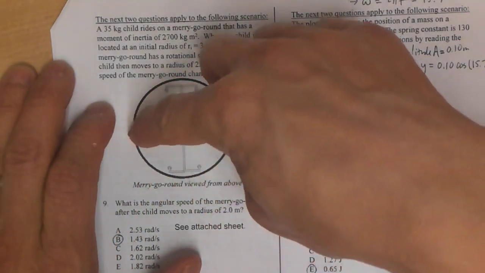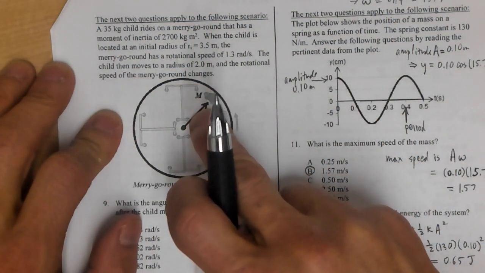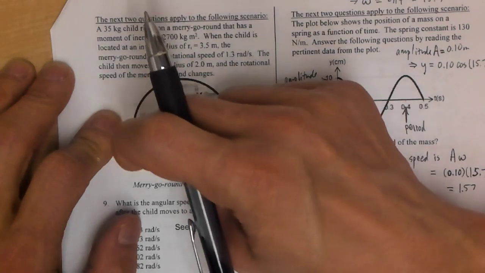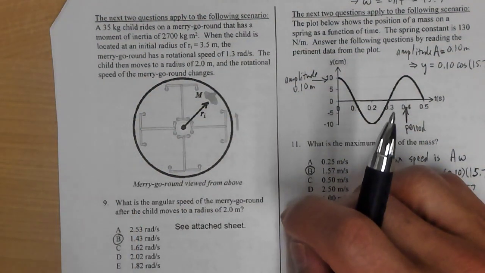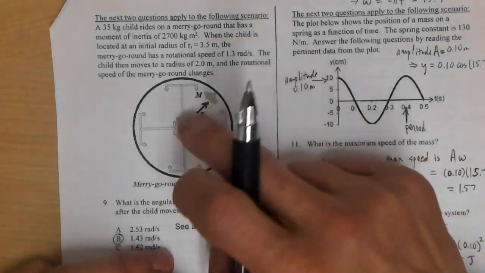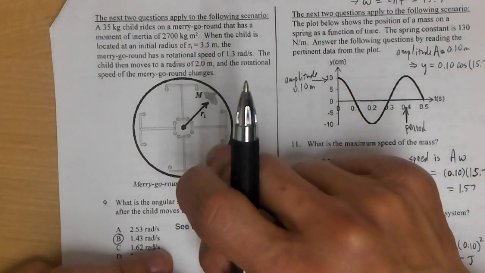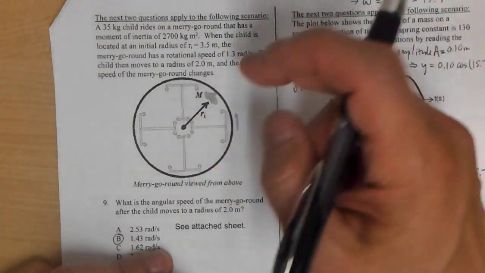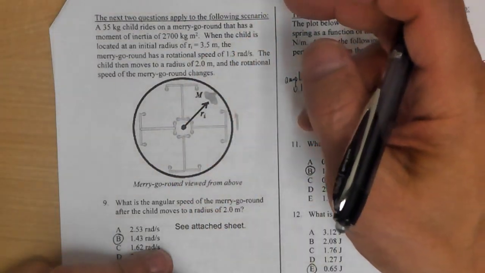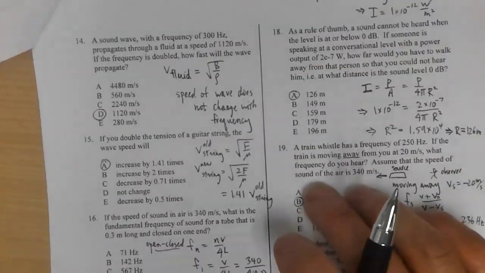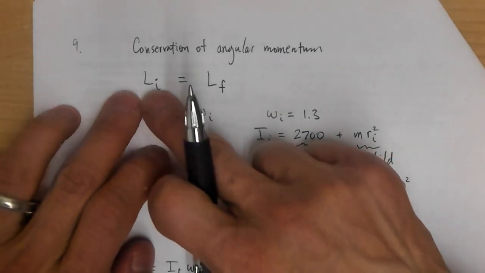So the child and the merry-go-round are stuck together in the beginning. They rotate with the same angular speed. Then the child decides to move to a different radius. They are still stuck together and rotate with some other angular speed. So this is a conservation of angular momentum problem. We need to calculate the moment of inertia of the merry-go-round plus the child initially, and then the moment of inertia of the merry-go-round plus the child in the final case. And then we'll have initial angular momentum equals the final angular momentum. Conservation of angular momentum.